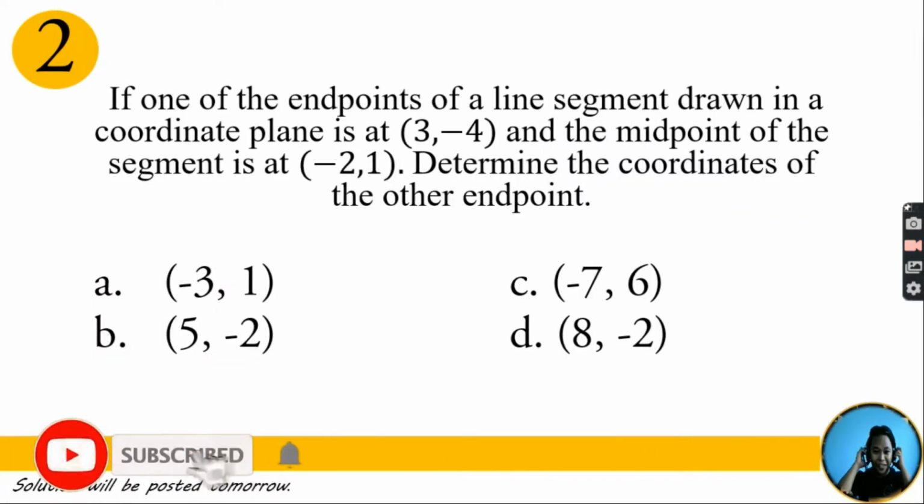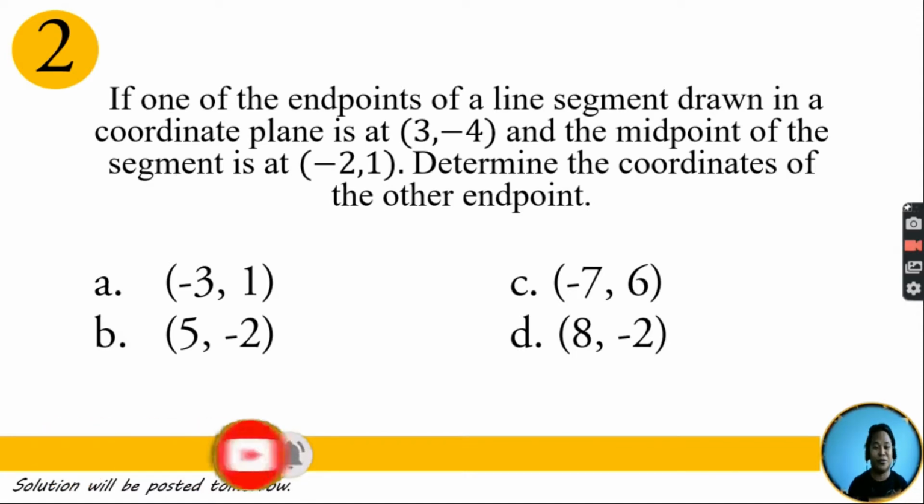Hello, I'm back and we have our problem number 2 for today. So the problem goes like this. If one of the endpoints of a line segment drawn in a coordinate plane is at (3, -4), and the midpoint of the segment is at (-2, 1), determine the coordinates of the other endpoint. And our choices: A, (-3, 1); B, (5, -2); C, (-7, 6); D, (8, -2).